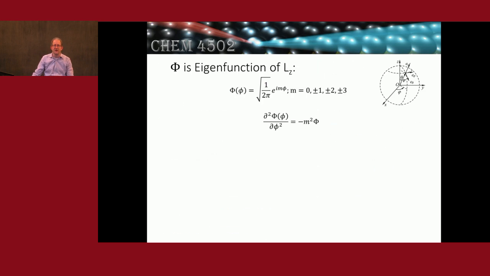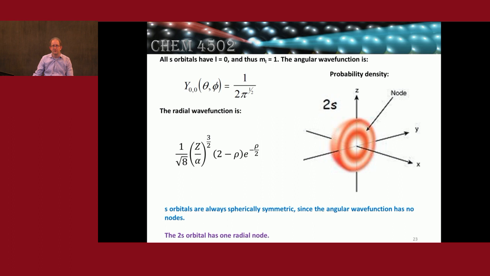For a 2s orbital, I have the same angular component. I have the 0, 0 spherical harmonics, so that's just a constant number, 1 over 2 square root pi. But my radial wave function down here now has a slightly more complicated value. I have 2 minus rho times e to the minus rho over 2.